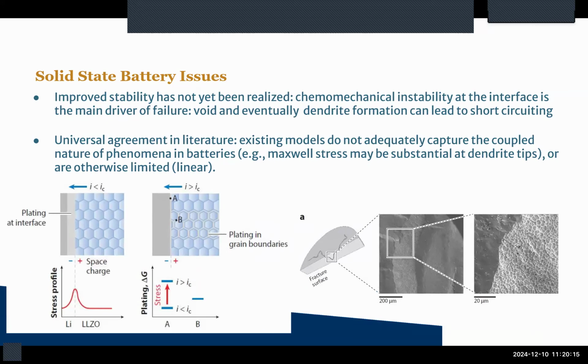But of course, we would already have these technologies if there weren't issues with them. So the improved stability that I hint at has not yet been realized. They figure there'll be better stability in terms of dendrite growth and electrochemical stability. But the main issues now for solid-state batteries are chemomechanical instability at interfaces. So what happens is that dendrites grow into cracks or grain boundaries of materials and cause fracture within materials, or even just grow through grain boundaries and eventually cause a short circuit within the solid-state battery.